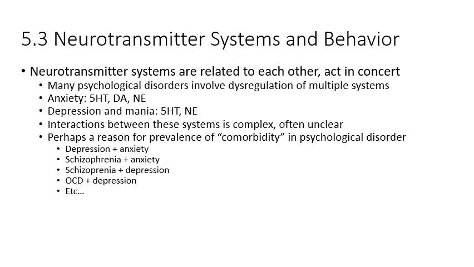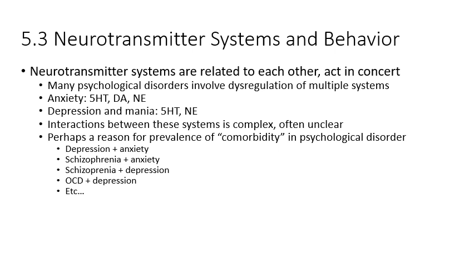So overall, neurotransmitter systems are related to each other and they act together. A change in one neurotransmitter system can and often does cause a change in another one. Many psychological disorders involve the dysregulation of multiple systems. So many people will say schizophrenia is caused by dysregulation in dopamine, and that's true, it's part of the puzzle, but it's not the whole picture. For example, anxiety has many neurotransmitters that have been implicated, such as serotonin, dopamine, norepinephrine. Depression and mania are both associated with serotonin and norepinephrine. The interaction between neurotransmitter systems is complex and often unclear. It's more difficult to study interactions between these systems.